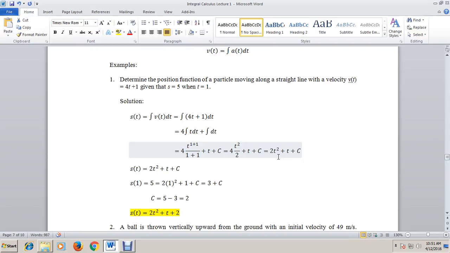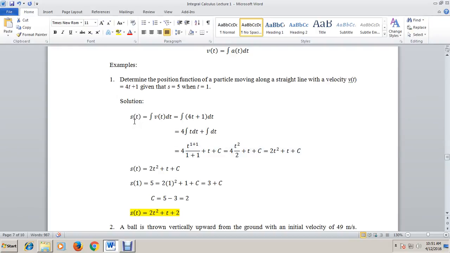Determine the position function of a particle moving along a straight line with a velocity v of t equal to 4t plus 1, given that s is equal to 5 when t is equal to 1. Now, remember t here represents time, s represents position, and you are given the expression for your velocity, v of t is equal to 4t plus 1. What is asked in the given problem is to get the position function, meaning the answer is expected to be a function. Okay, so let's go over the solution.